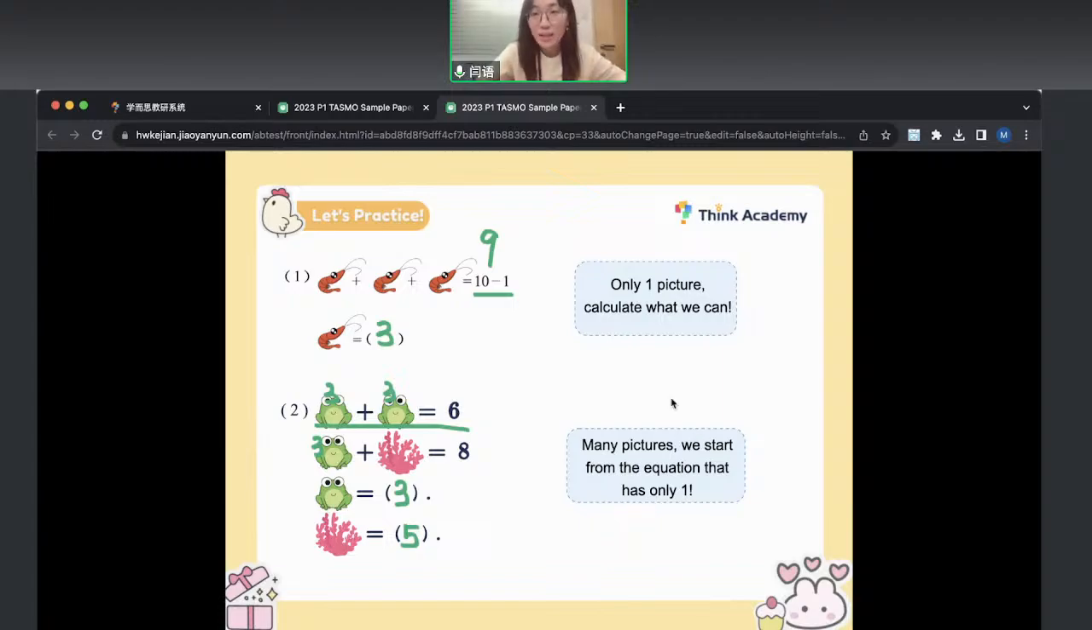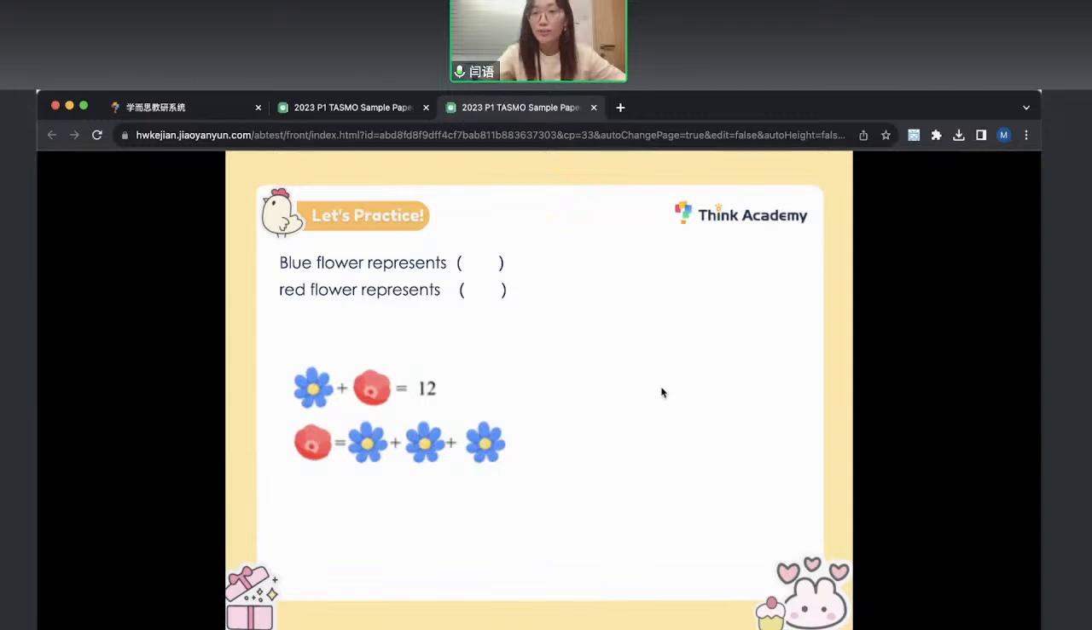I think the first two tips are very easy, right? And then let's move on to something more advanced. Okay? Now, let's have a look. Can you please tell me what is the value of the blue flower and what is the value of the red flower? Think about it. Okay, think about it too. Where should we start from? Yes, where should we start from? Okay, it's so fast. Okay, yes, correct.